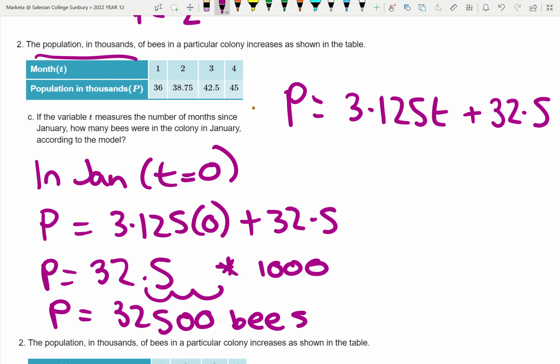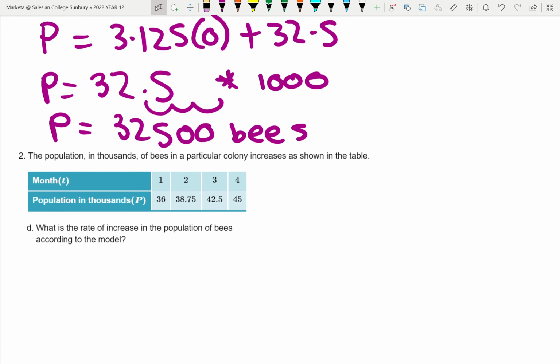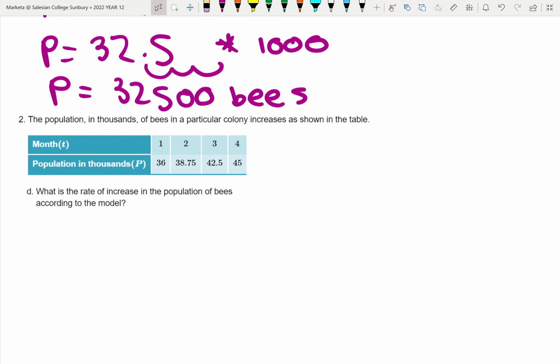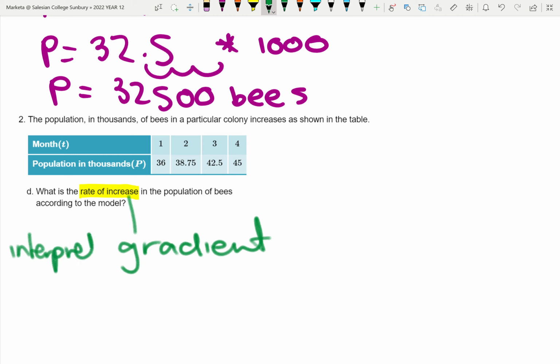All right, so let's move down. And the last bit, I think, yes, this is the last bit. The population on Earth, same thing, in thousands of bees in a particular colony increases as shown. What is the rate of increase? So this word rate, rate of increase, that directly refers to the gradient. So what it's asking us to do is to interpret the gradient. And while it's not too bad, what we will say is that the gradient is 3.125. And remember that it's times 1,000. Everything's times 1,000. So let's times that by 1,000.